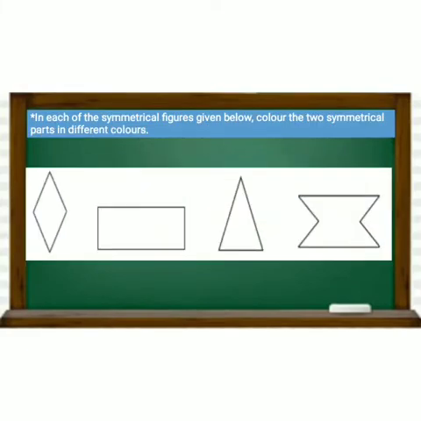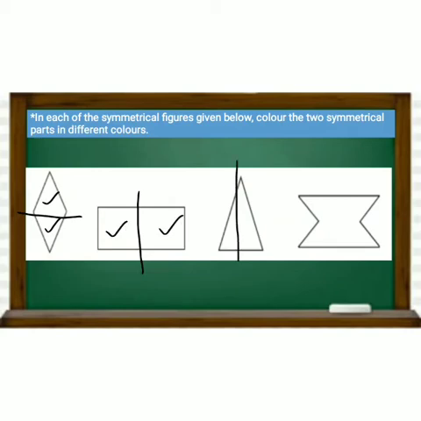Now in each of the symmetrical figures given below, color the two symmetrical parts in different colors. Now here, children, you have to color the symmetrical figures, two different parts in different colors. If we take the first figure and divide it like this, then we get two parts, first and second. In this you have to color them in different colors. Again in this figure you have to make two parts and give two different colors.